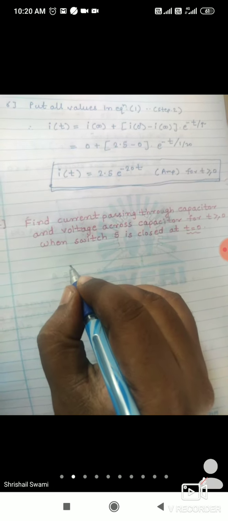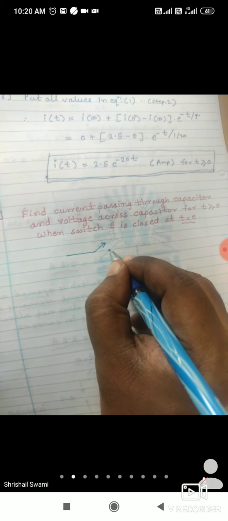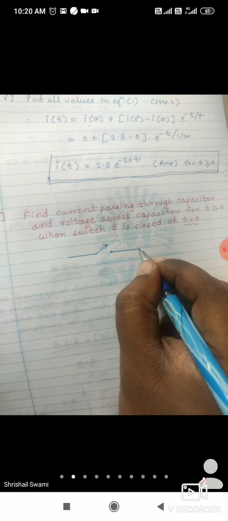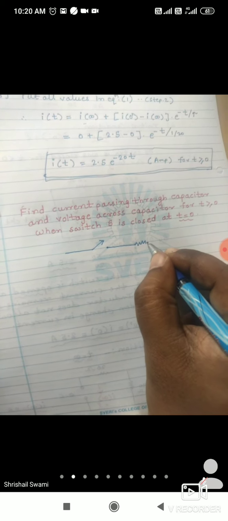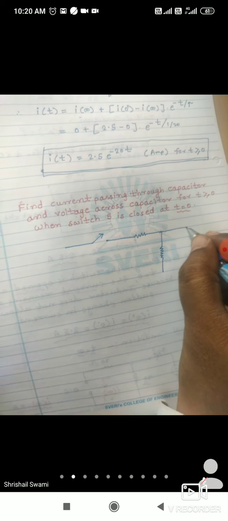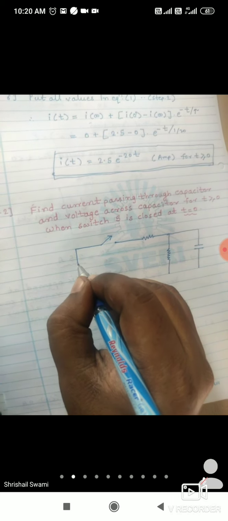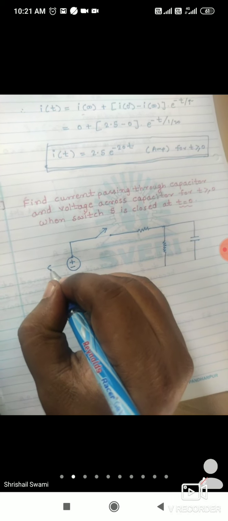So carefully observe the diagram here. It is the same as the previous diagram. Only here the position of the switch is different, and the positions of the resistors, and instead of an inductor a capacitor is given. The supply voltage is the same, that is 50 volt here.